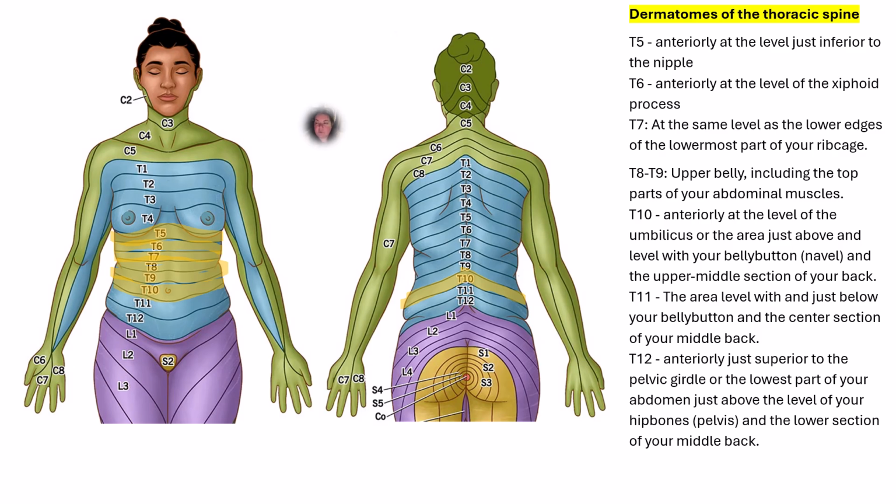T11, the area is level with and just below your belly button and the center section of your middle back. And T12 in the anterior is just superior to the pelvic girdle, all right, or the lowest part of your abdomen, just above the level of your hip bones, all right? So that is your pelvis. So it's sort of just above where you would have like a muffin top over tight lower set pants, or maybe hanging just over a tight belt, right?